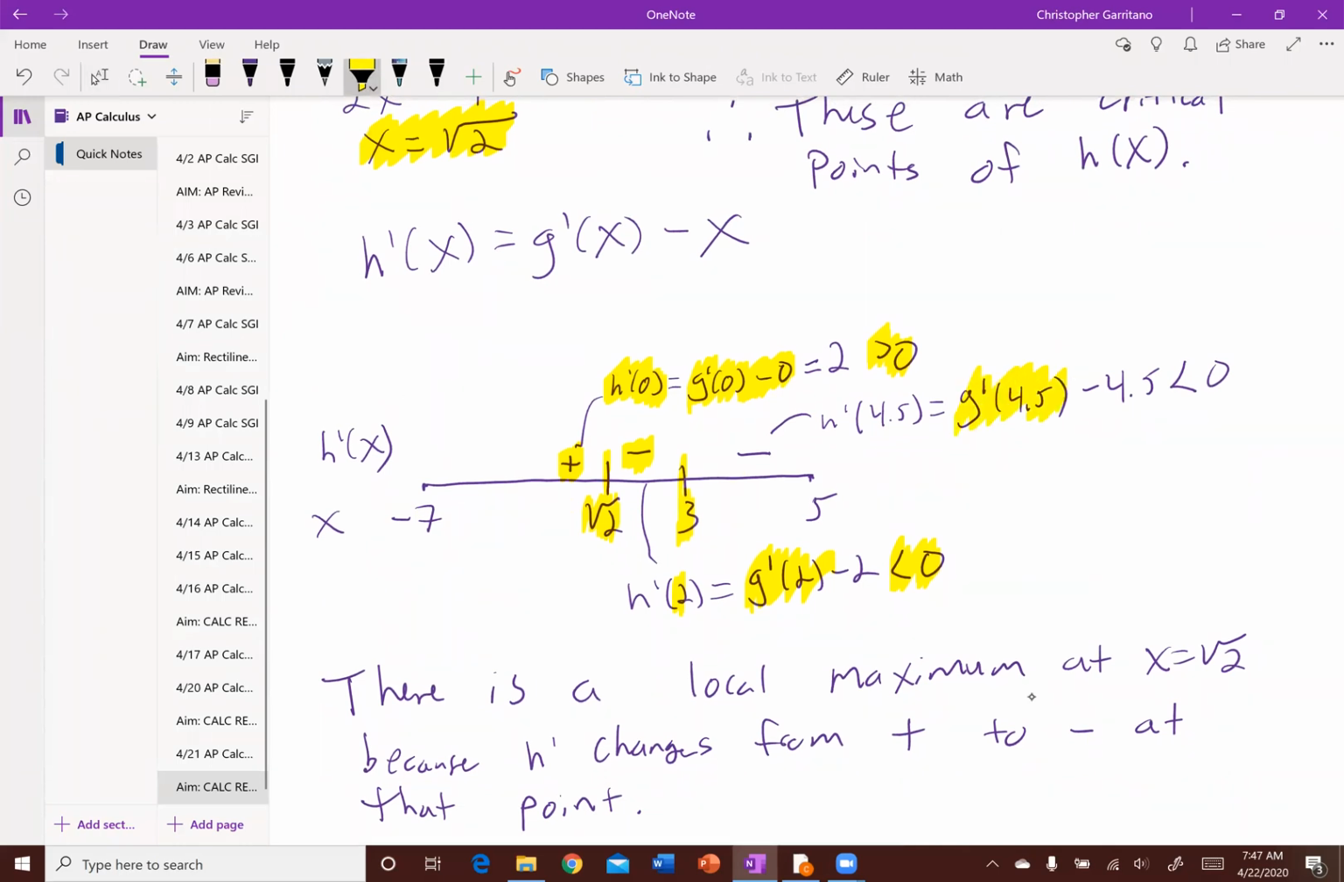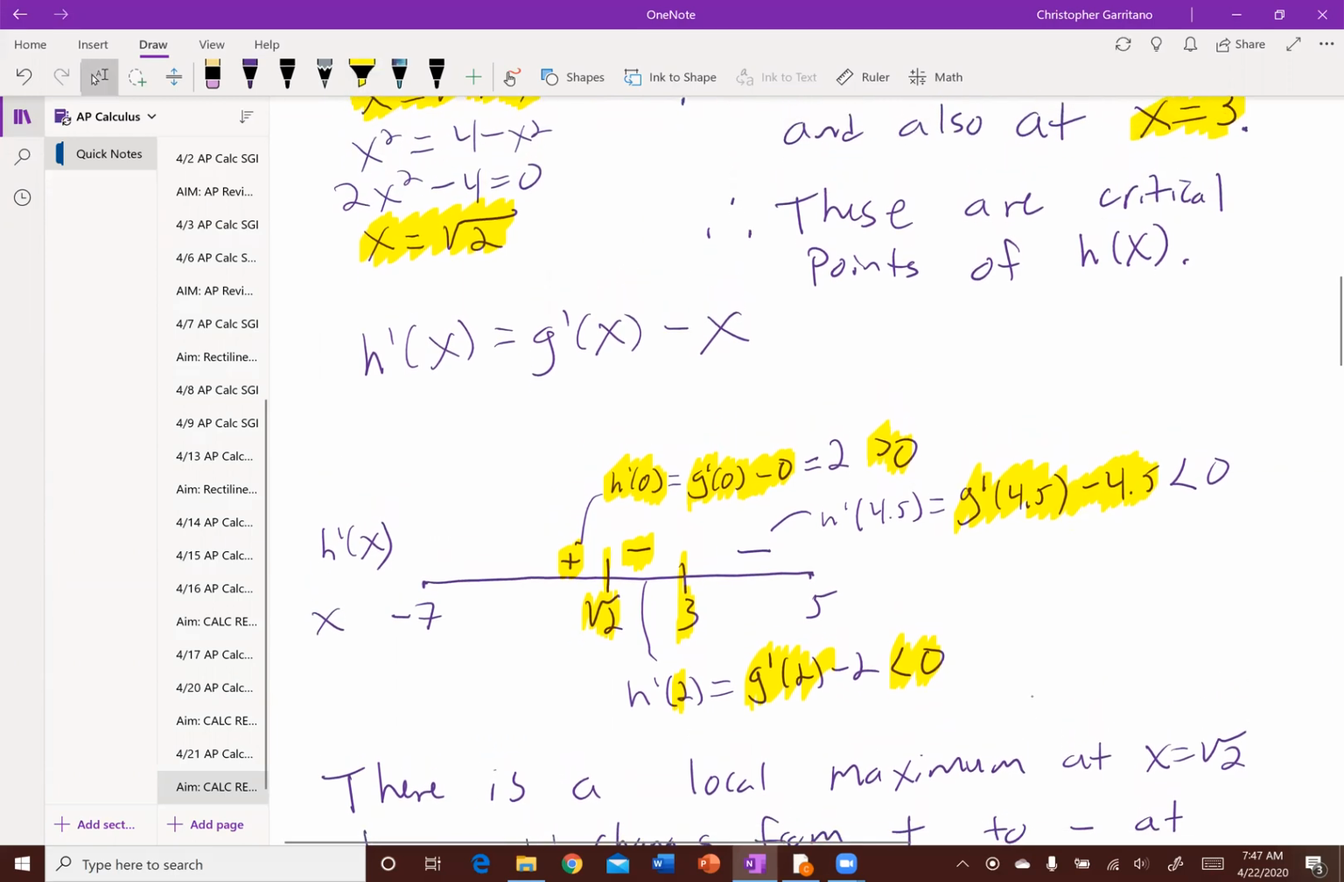G prime of 4.5 is 0, 0, and then I would, of course, subtract 4.5 because that's the equation of H prime. And that, of course, overall is negative, which is all I care about. And there we have it. So now we have the evidence to make our claim.